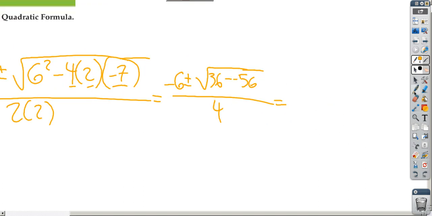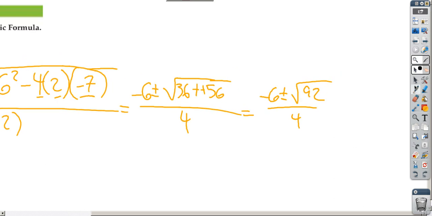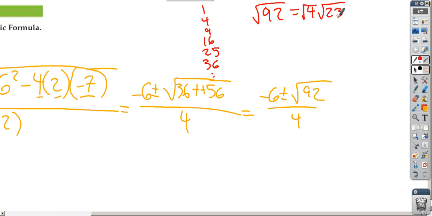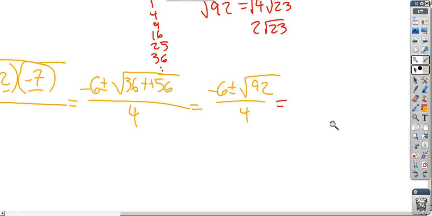Okay, so let's simplify this out. Minus negative 56 is like plus 56. 36 plus 56 is 92, and that's all over 4. Now 92 is not a perfect square, so here's what we need to do. We need to take 92 and simplify it by using this list of perfect squares and see if there is something that we can pull out of 92. And the only thing we can pull out of 92 is 4. So we're going to have root 4 times root 23, and root 4 is 2. The square root of 92 is the same as 2 times the square root of 23. So we're going to have this.